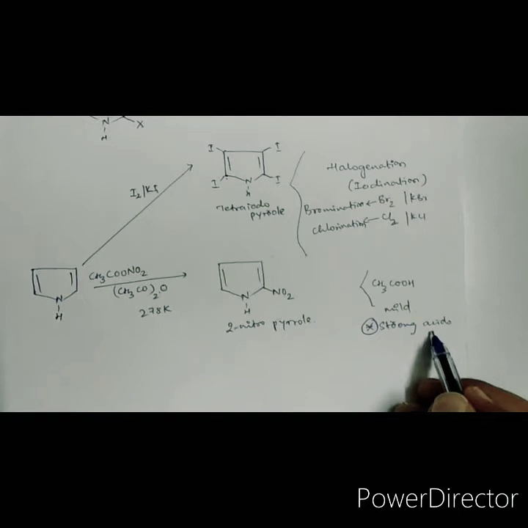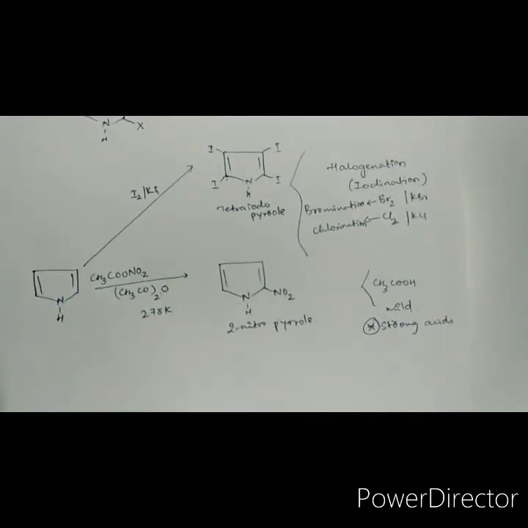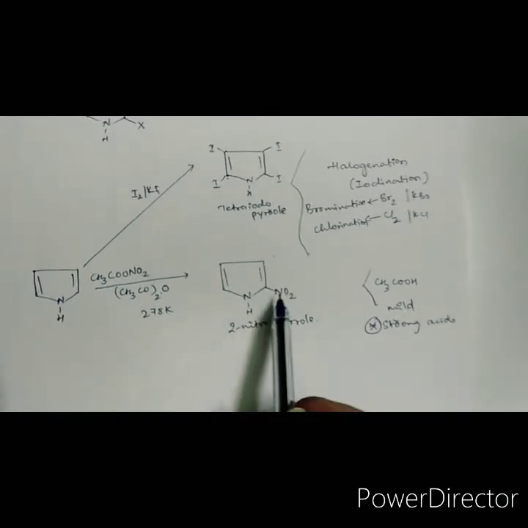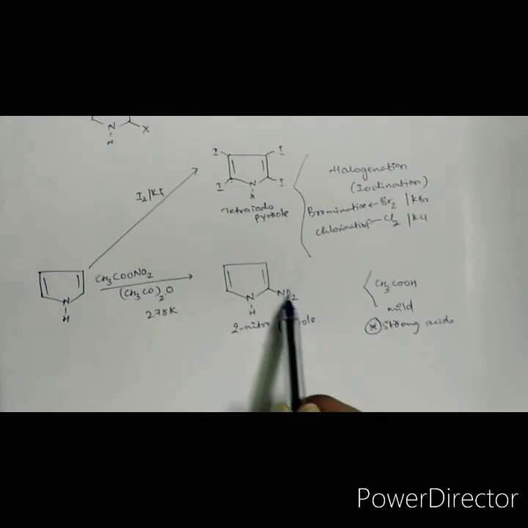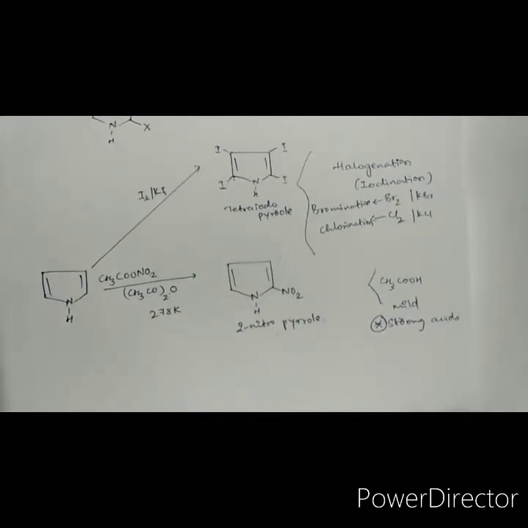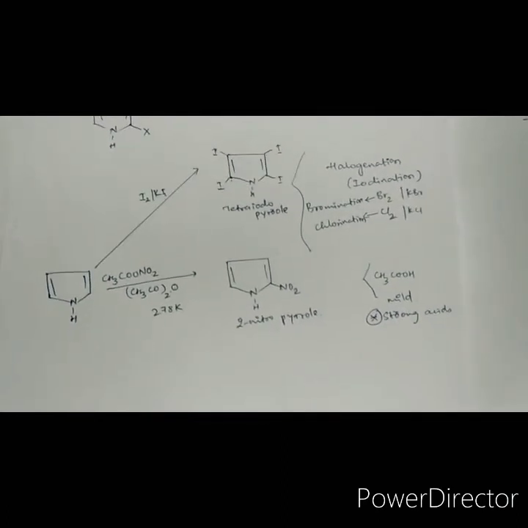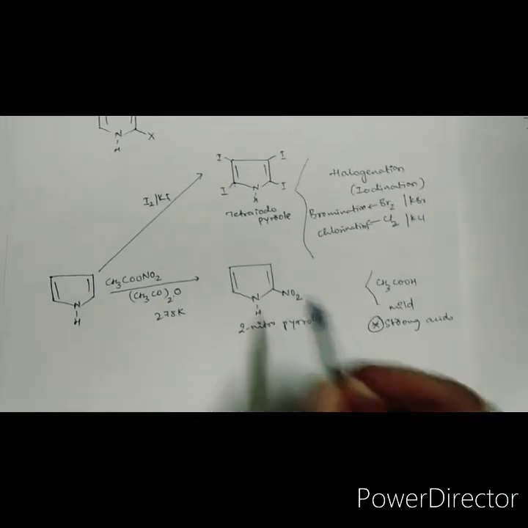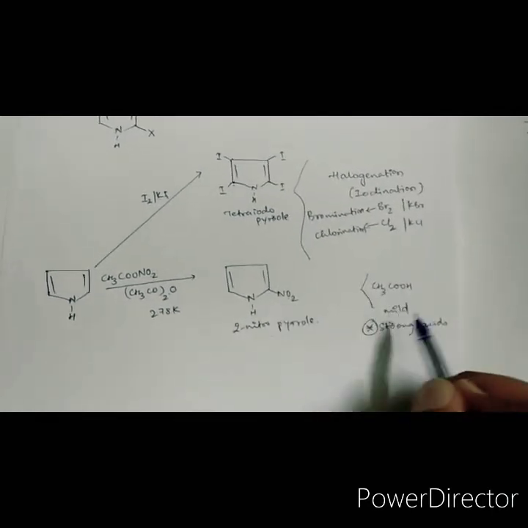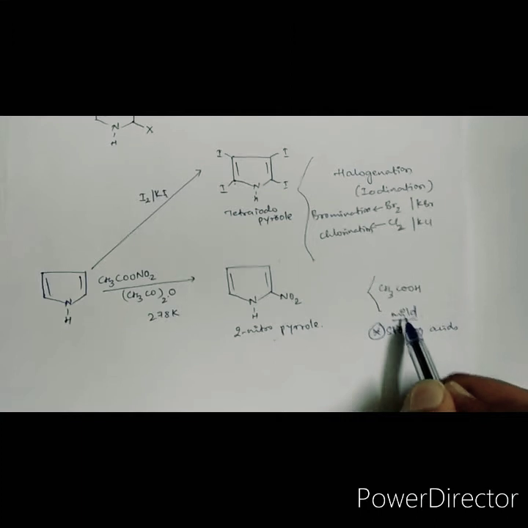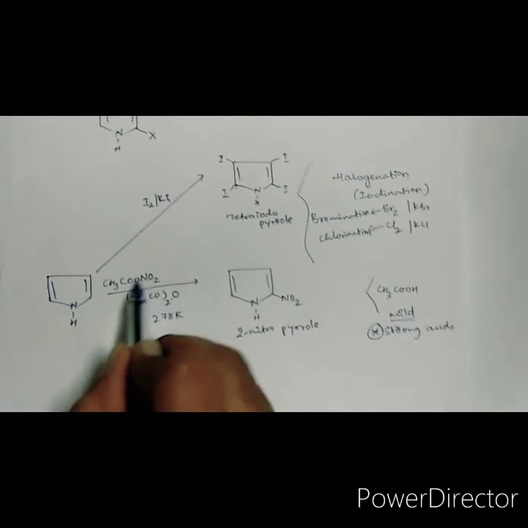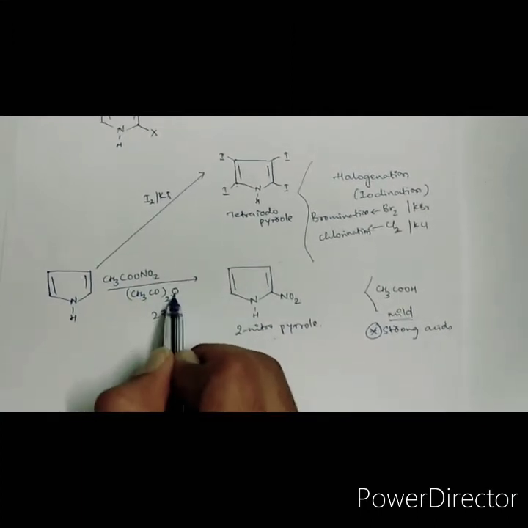Because if we use stronger acids, pyrrole tends to polymerize. So the required product, that is 2-nitropyrrole, we will not get. Instead we will get polymerized pyrrole, that is not used. So in order to get 2-nitropyrrole, we have to use milder conditions. So for mild conditions, acetyl nitrate in presence of acetic anhydride is used.